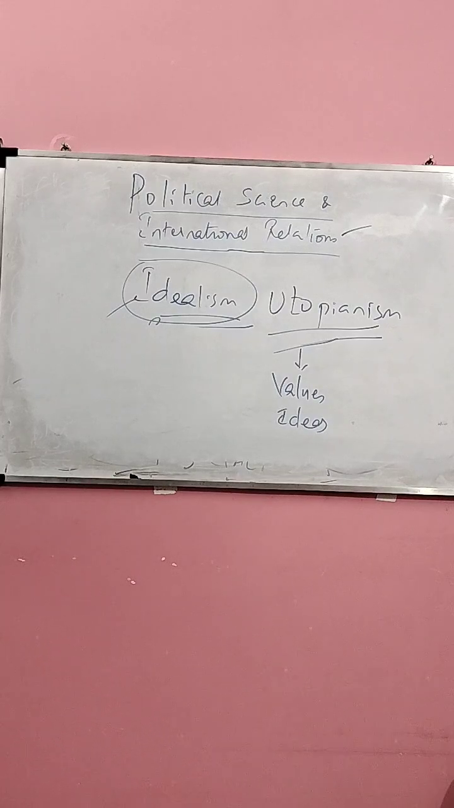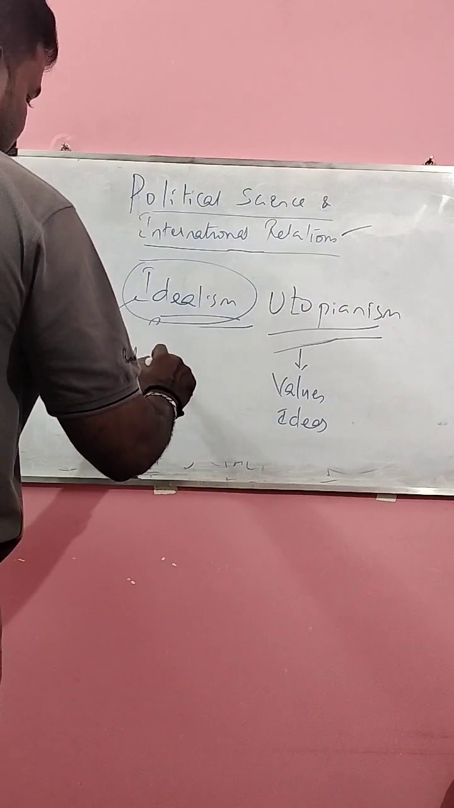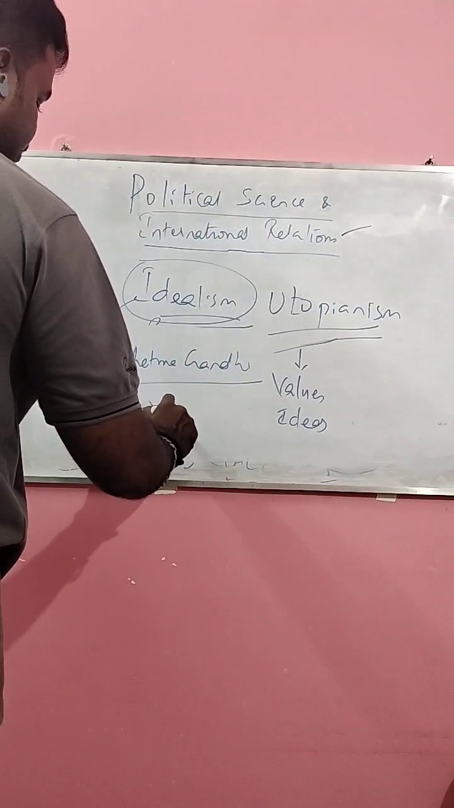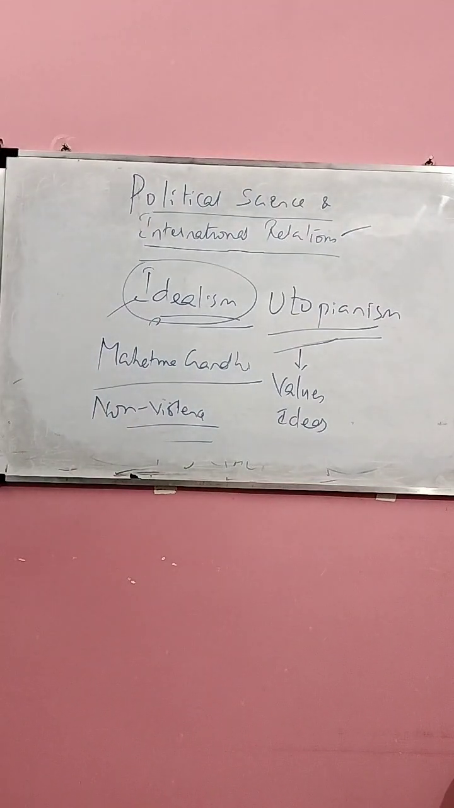According to idealism, power and national interest alone do not decide international relations. They do not guide international relations. They do not guide foreign policy. Rather, the moral values and ideals should guide foreign policy. For example, India's leader Mahatma Gandhi was an idealist. He had ideas and values. For example, non-violence is an idea attributed to Mahatma Gandhi. Now, India's foreign policy reflects Mahatma Gandhi's ideal, which is non-violence. Now, this is nothing but idealism.